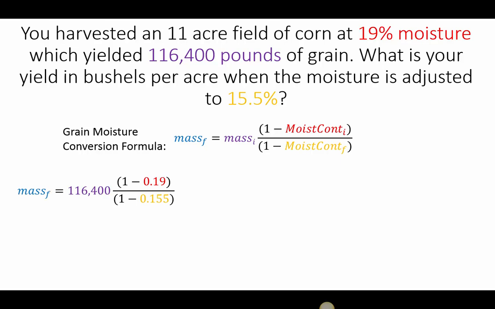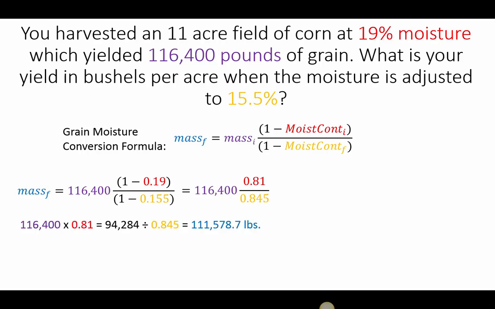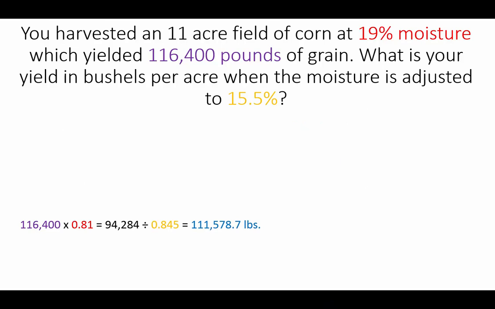Let's plug our numbers into the equation first. We know our initial mass is 116,400 pounds. Our initial moisture is 19% or 0.19, and our final moisture is 15.5% or 0.155. 1 minus 0.19 is 0.81. 1 minus 0.155 equals 0.845. 116,400 times 0.81 equals 94,284. Divided by 0.845 equals 111,578.7 pounds for our final mass.